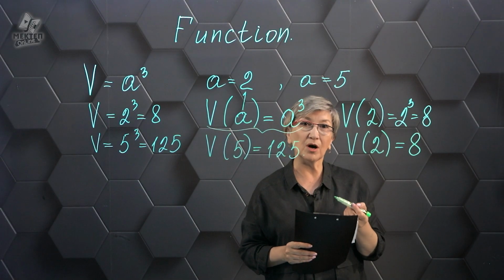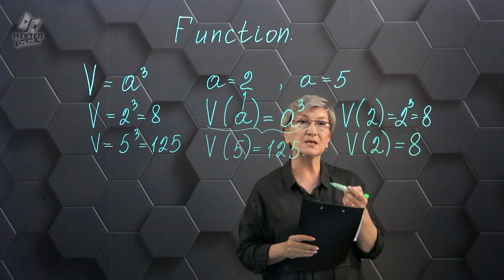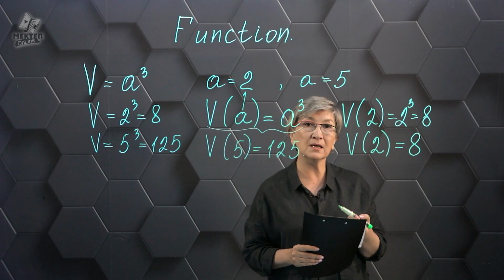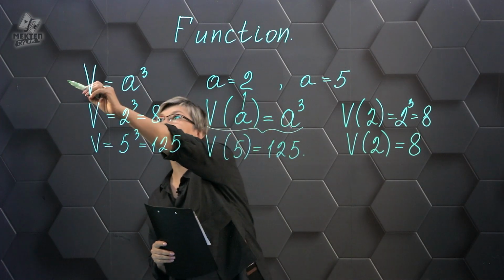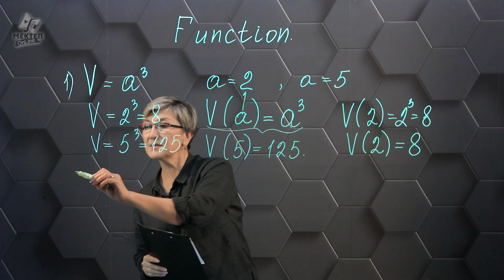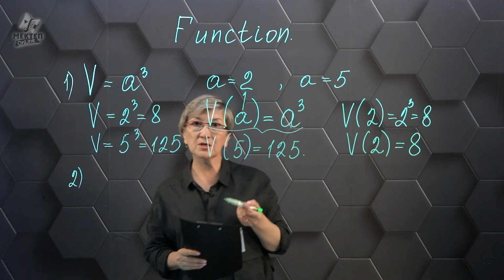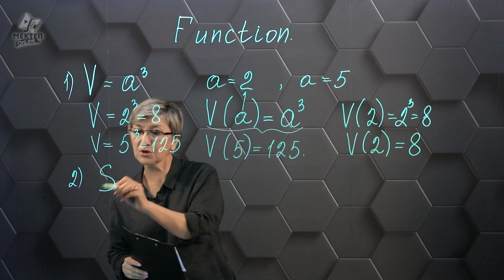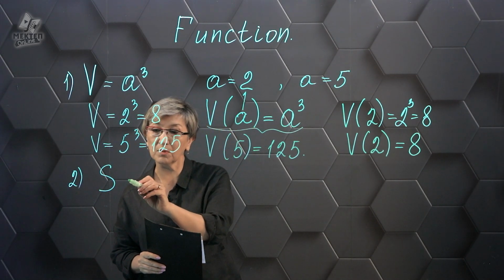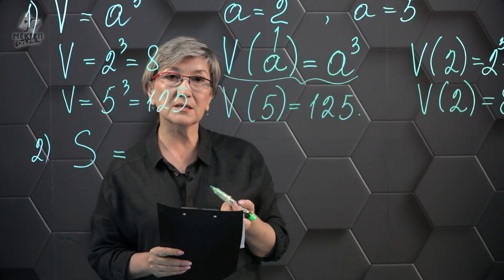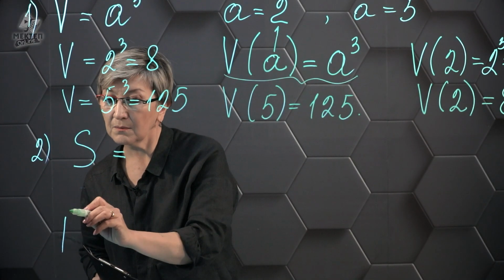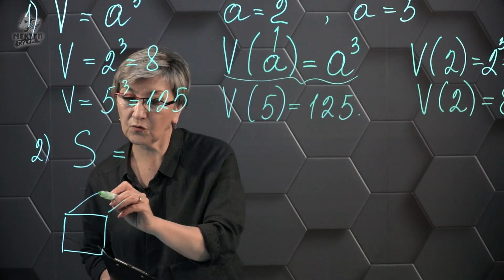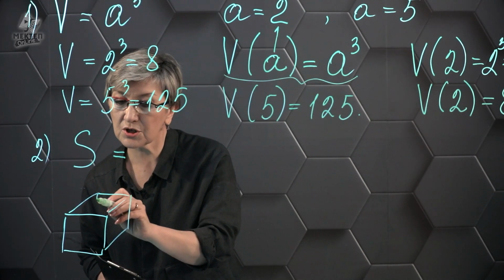Now let's write down another dependence. The dependence of the total surface area of the cube on the side length of our cube. This is the first dependence and the second dependence. We need to write down the area of the total surface of the cube. In order to find the total surface area, we're going to represent this cube and write down the formula for calculating the total surface area.